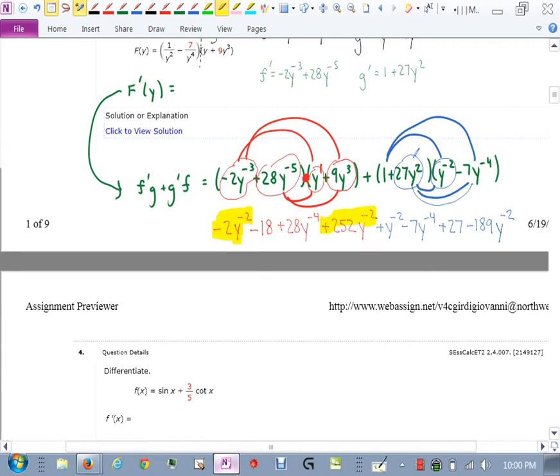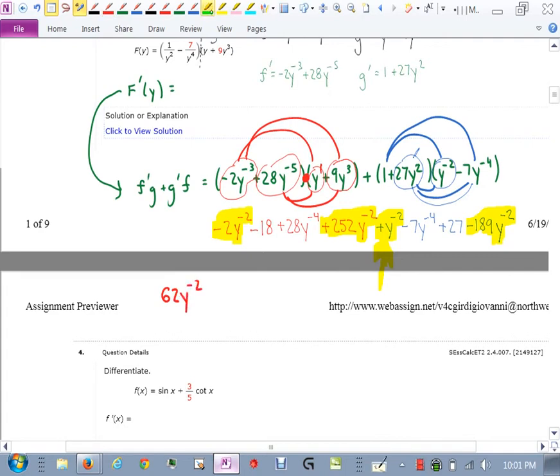Here's another y to the negative 2, here's another y to the negative 2, and here is another negative y to the negative 2. So I just need to add the numbers together. I take negative 2, add 252, add 1, because that's the coefficient in front right here, and then subtract 189. I think it's 62. So I have 62 y to the negative 2.